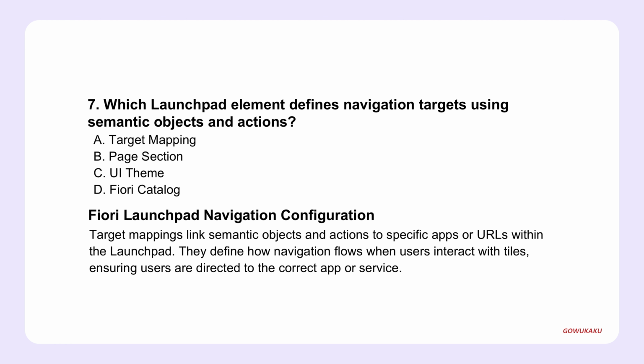So when you click a tile, let's say it's related to sales orders, the target mapping looks at the combination of sales order and maybe the action display. And based on that mapping, it knows exactly which application to launch to let you view that sales order. It ensures you land in the right place, not just some random app.